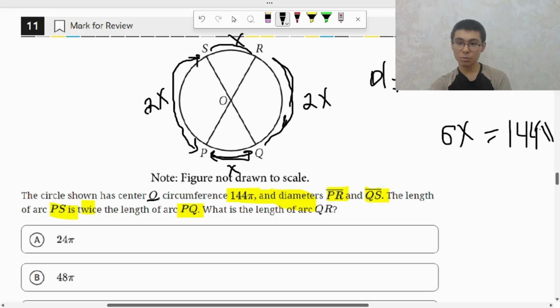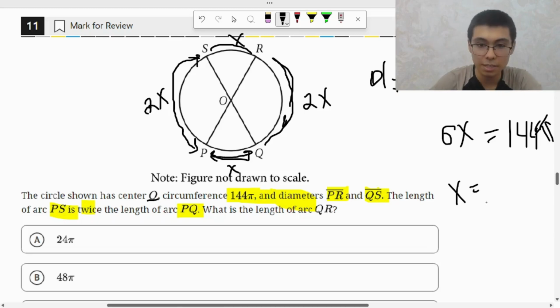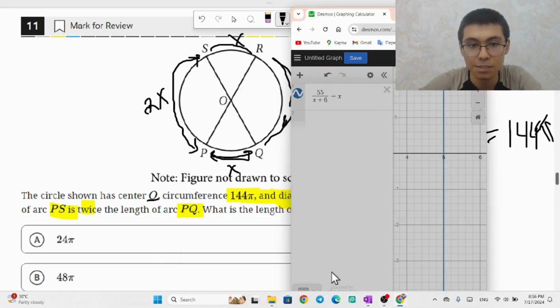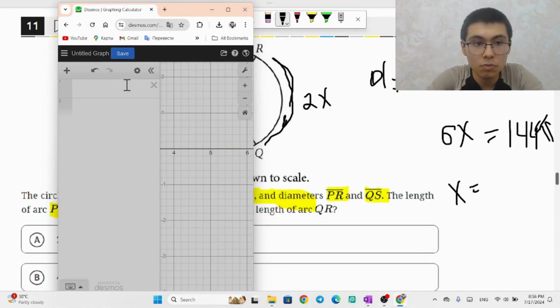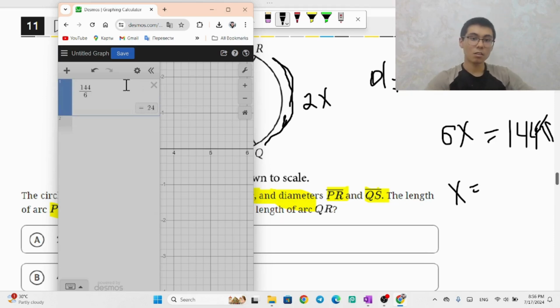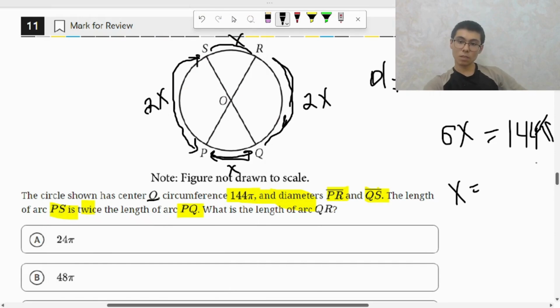Oh, sorry if my handwriting is really bad. So x is going to equal, let me use the calculator for this section, 144 divided by 6, 24. 24 pi. Don't forget the pi, it means a lot.